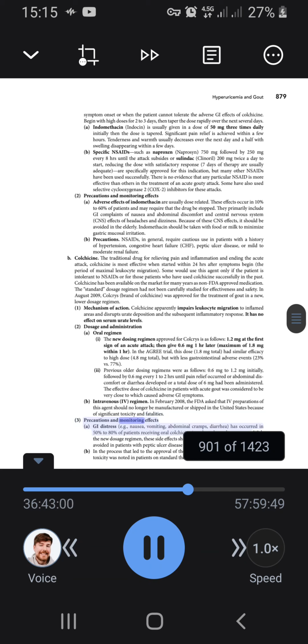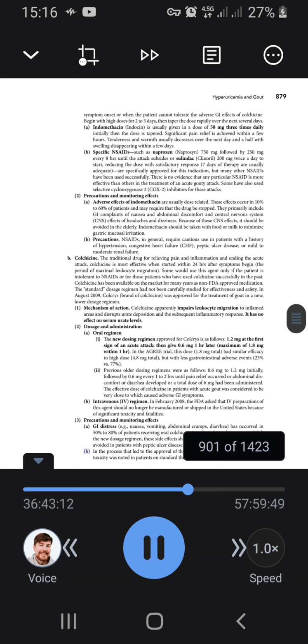Precautions and monitoring effects. GI distress, for example, nausea, vomiting, abdominal cramps, diarrhea, has occurred in 50% to 80% of patients receiving oral colchicine in a dose-dependent manner. With the new dosage regimen, these side effects should be lower. Oral colchicine should be avoided in patients with peptic ulcer disease and other GI disorders.